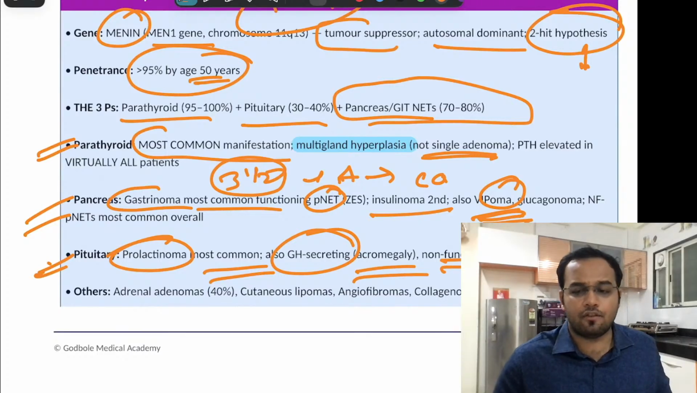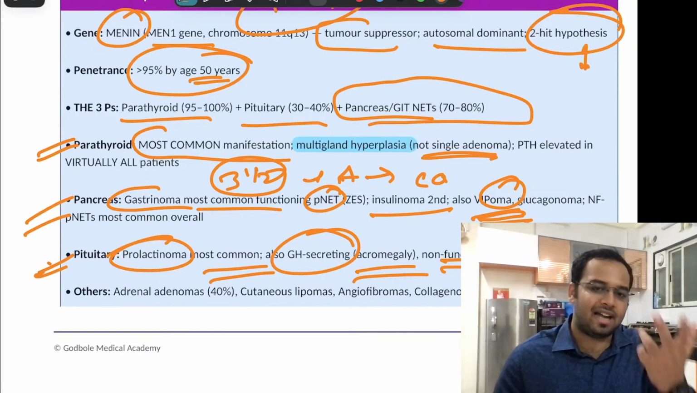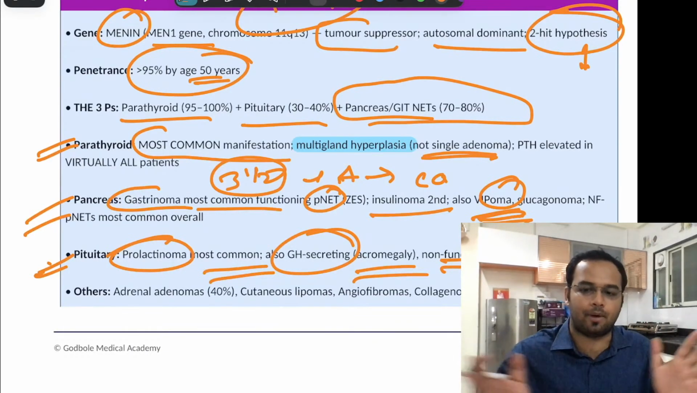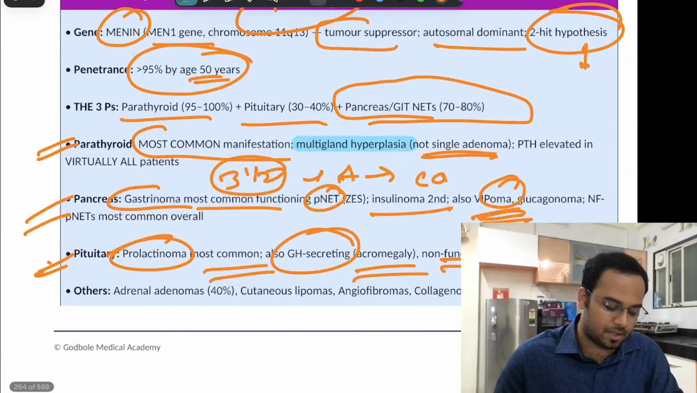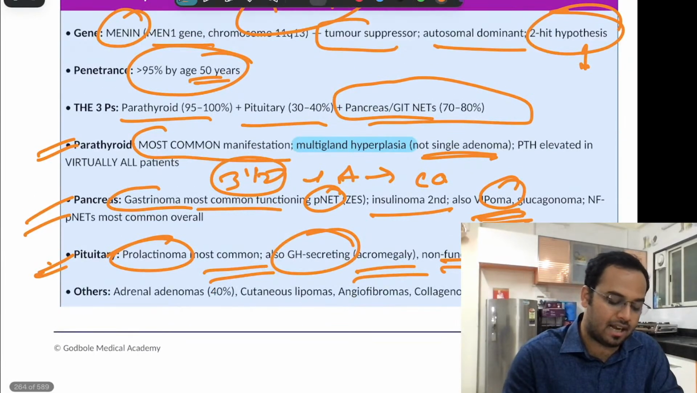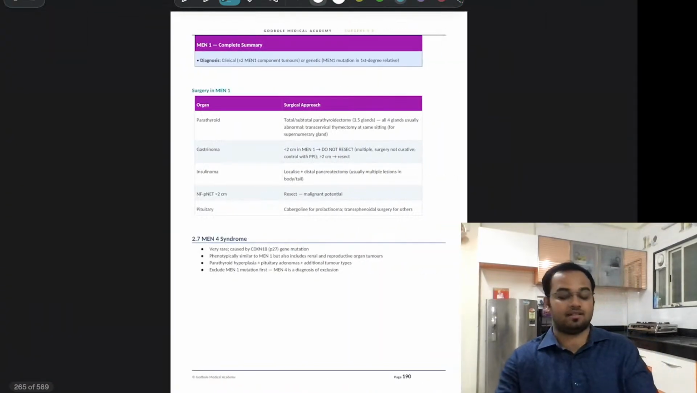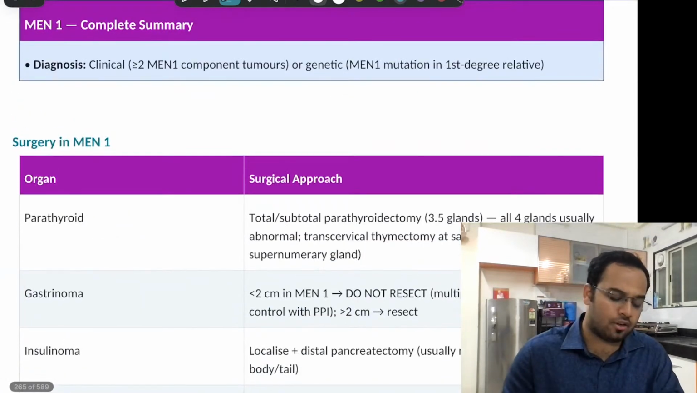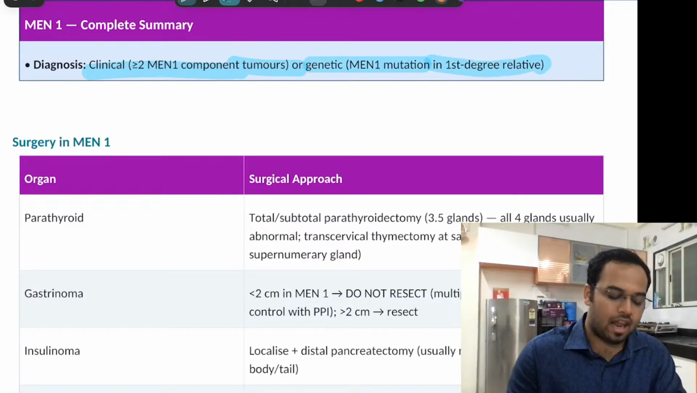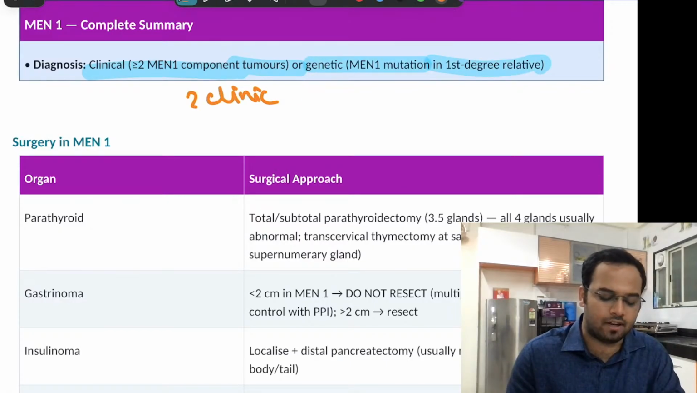It might also be nonfunctional. So how will the patient present? The patient will have bitemporal hemianopia, a vision problem, so that might be the presentation of the pituitary gland tumor. Other tumors are adrenal adenomas, cutaneous lipomas, angiofibromas and meningiomas. So that is more than enough. How are you going to diagnose? Any two clinical components, or one genetic mutation.